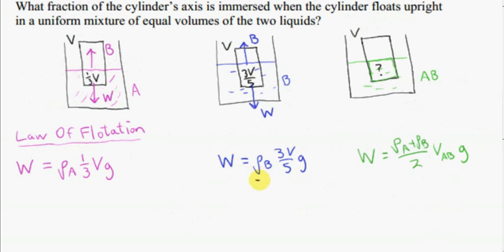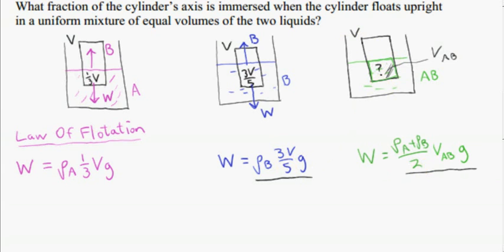Now, we could set this thing here equal to this thing here, because they're both equal to the same thing, namely W. But the problem with that is that we won't be able to cancel out the rho A. And we won't be able to get VAB in terms of V. That's what we're after. We want the volume of this region here, which I'm calling VAB, in terms of V, the volume of the cylinder. Okay, so we can't just equate these two.